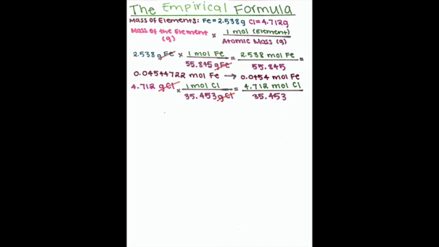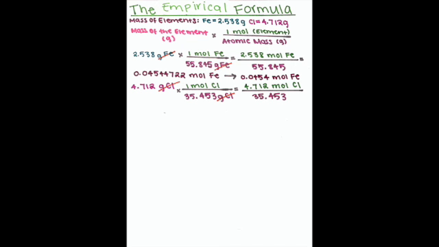And then that is going to be equal to 0.1329086 moles of chlorine, and just like we did above, we're going to round to 4 decimal places, so we have left 0.1329 moles of chlorine.